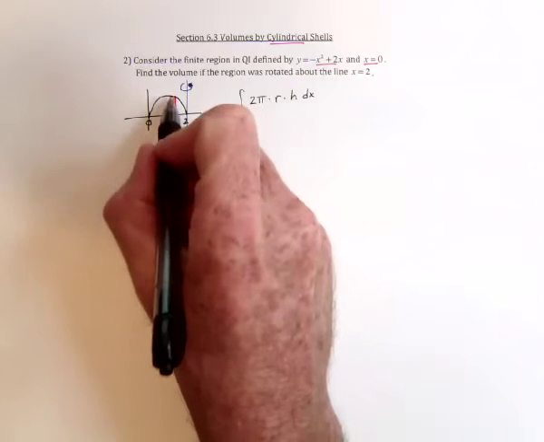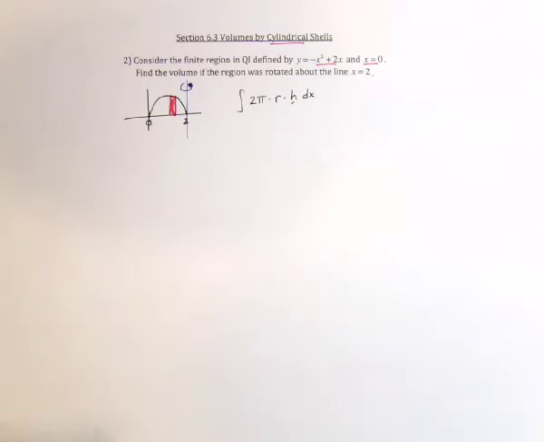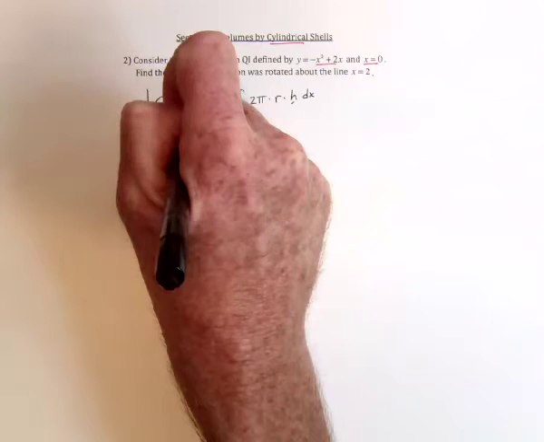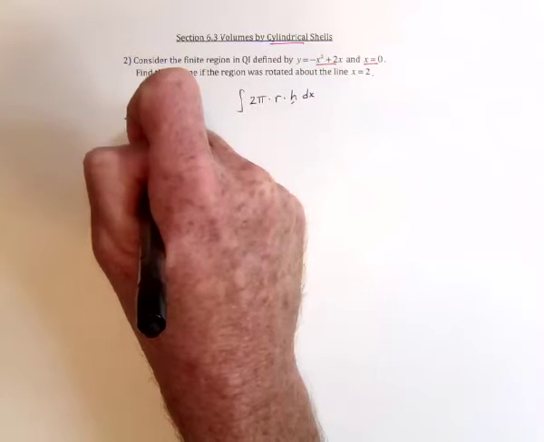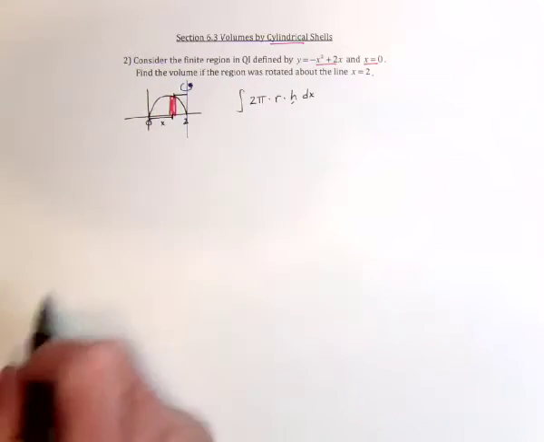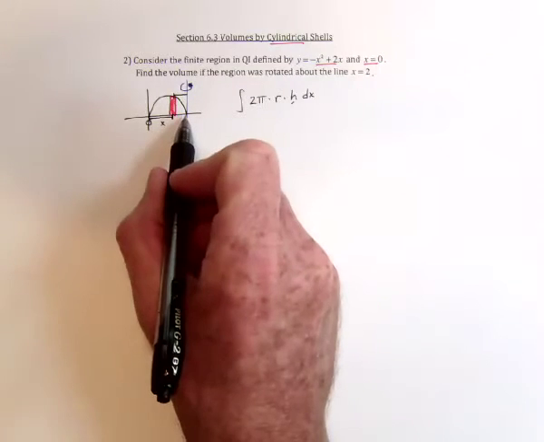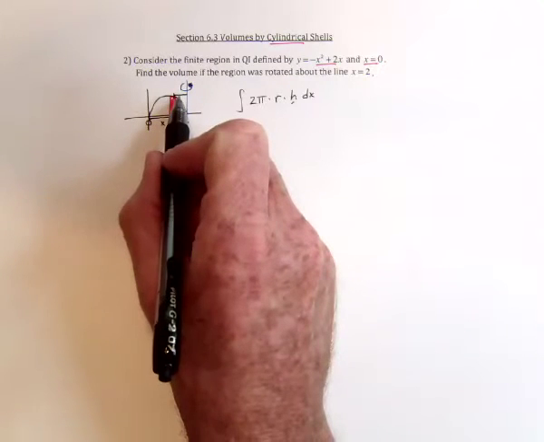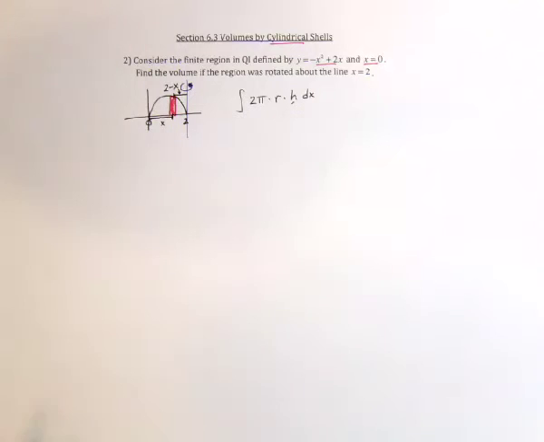So the height of this rectangle is given by the parabola. That's not a problem. The radius has to go from the axis of rotation over to the rectangle. If we were to go from this axis over to here, that would be a length of x, as x ranges from 0 to 2. And if you get all the way over here, that's a length of 2. So this side then would be 2 minus x for that length, or the radius.